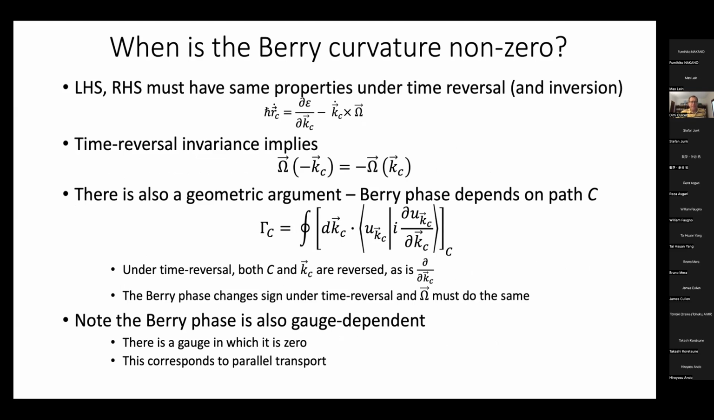So you will have this Berry curvature, of course, an important quantity. When is it non-zero, right? We have this equation of motion. And of course, if we look at what the left-hand side and right-hand side do under time reversal, R dot changes sign under time reversal. 1 over K changes sign under time reversal. And K dot doesn't, because K changes sign and ddt changes sign. So whatever we have over here has to change sign under time reversal. This also means that if I take omega of minus K, I will get minus omega of K.